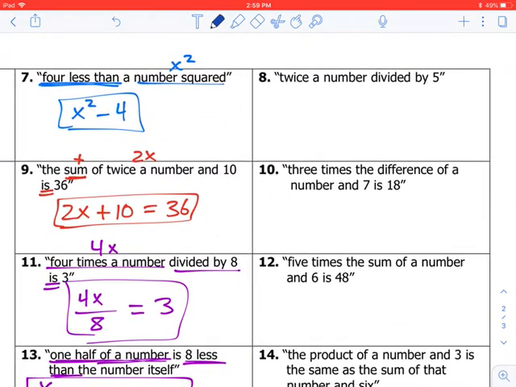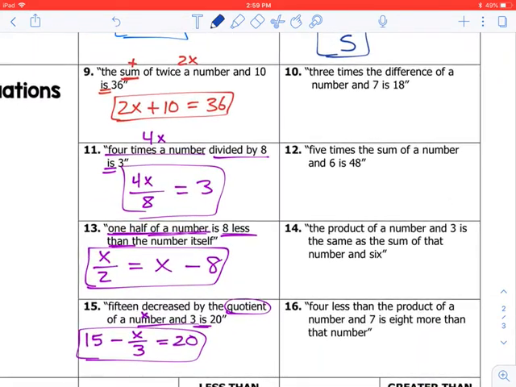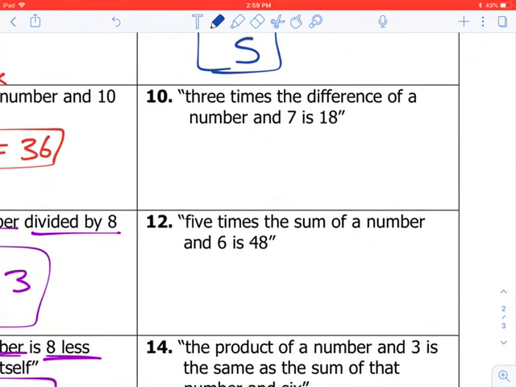Okay, so let's go ahead and go through this right side, and then we'll be about done. So twice a number divided by 5. That's 2x divided by 5. And then let's just look at these last two, and then we'll be done.